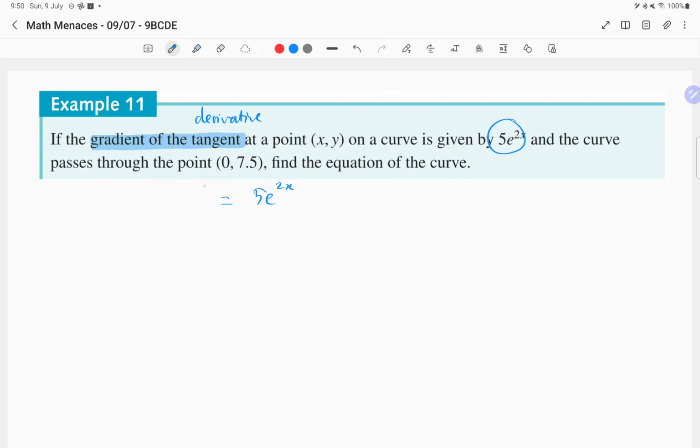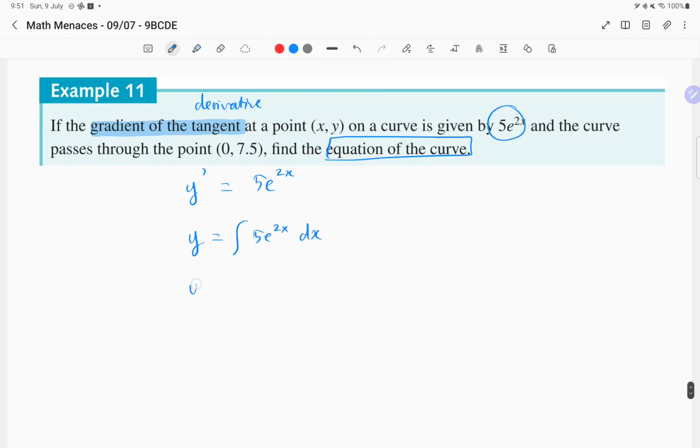Because they say xy, so you can write y dash is equal to 5e power 2x. And then they ask you to find the equation, which is y in terms of x. So you have to write y equals the antiderivative of this thing. Because you're given the derivative, you take the antiderivative to get the original. And when you antiderive it, it will be 5 over 2 e to the power 2x plus c.